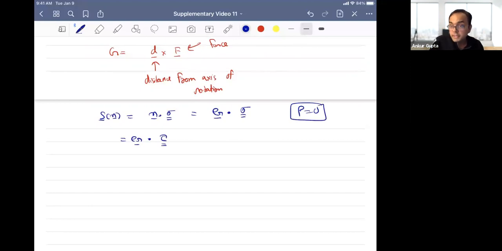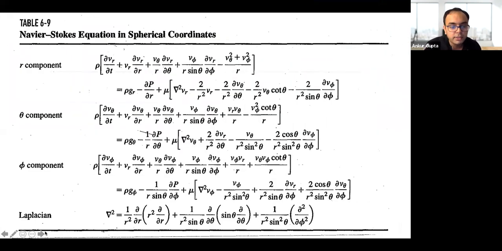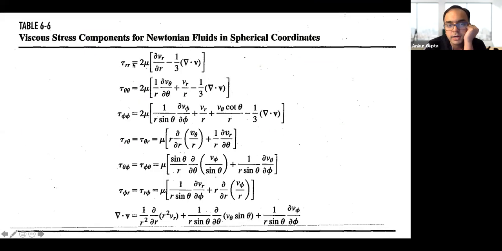And now to calculate tau, we need to define all the components, so we can go and look at them. We have tau r r, which will be 0 because v r is 0. We have tau theta theta, and del dot v is 0 because of the continuity equation, so just don't worry about these terms. This is table 6.6. So v theta is 0, so tau theta theta is 0. Del v phi by del phi is 0, v r is 0, v theta is 0, so tau phi phi is 0. Tau r theta, and again v theta is 0 and v r is 0, so this also doesn't matter.